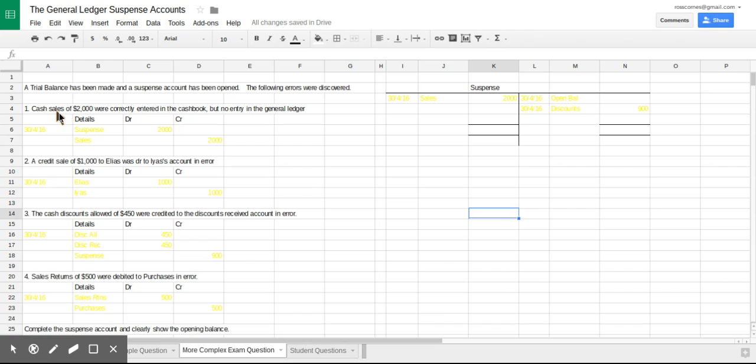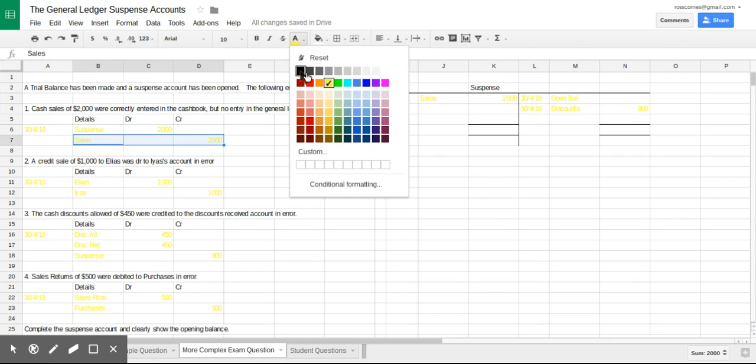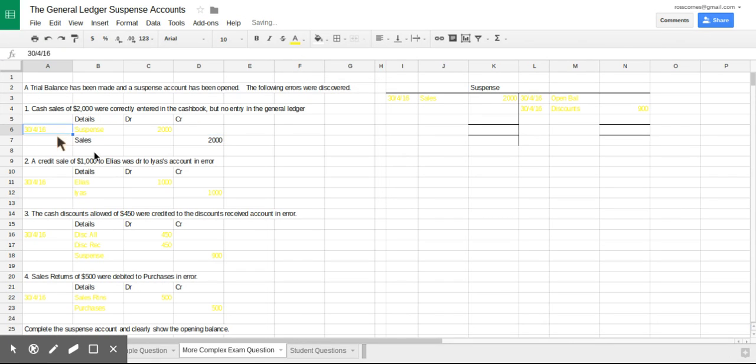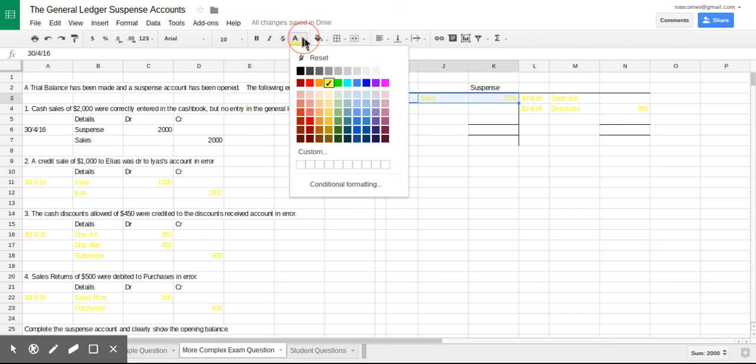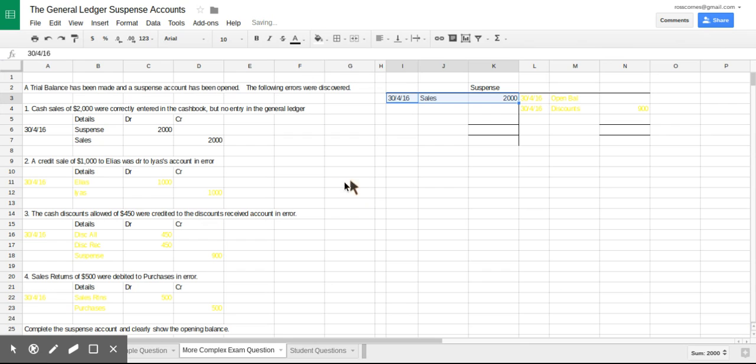Right, the first one is a cash sale of $2,000 that was correctly entered in the cash book, but no entry in the general ledger. So there was no entry in the sales account. So the sales account needs to be increased, and to do that, we would credit sales. Because the debit entry was correctly done in the cash book, what we need to do is debit the suspense account. That's the other entry. So hopefully what you will see here is that I've put a debit entry in the suspense account for 2,000.